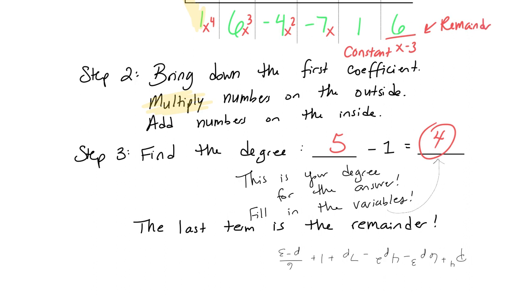Now, I just realized that I used x instead of using p. I don't care what variable you use, but I'll write my final answer with p. So that would be x to the 4th plus 6x cubed minus 4x squared minus 7x plus 1 plus 6 over p minus 3.